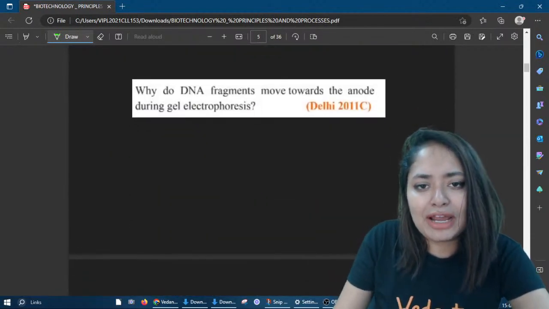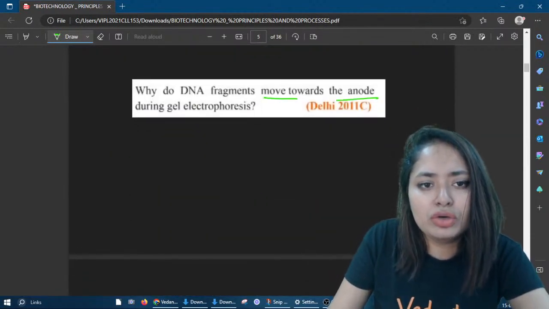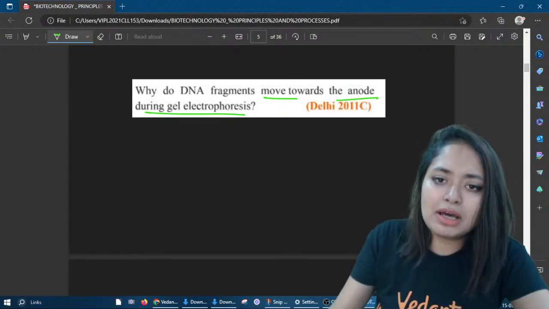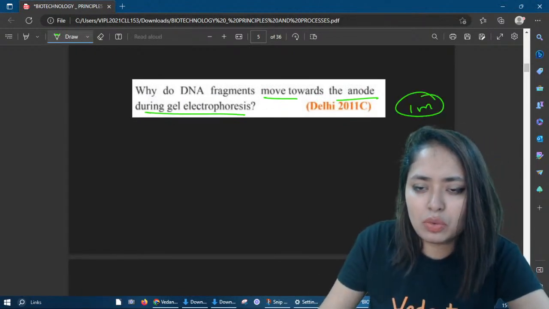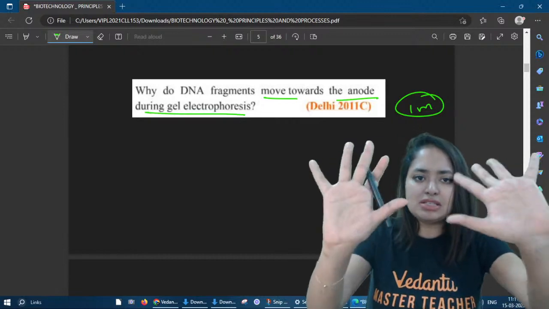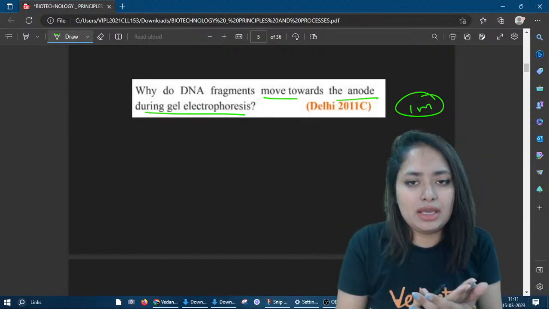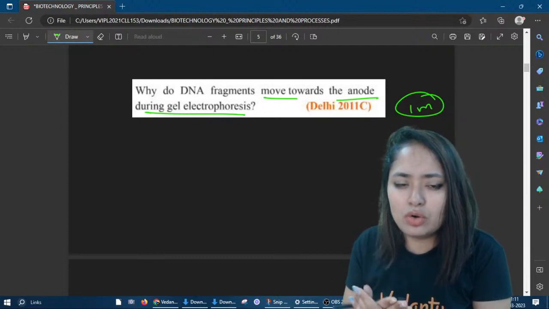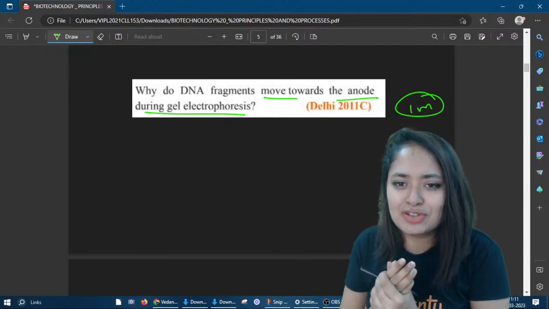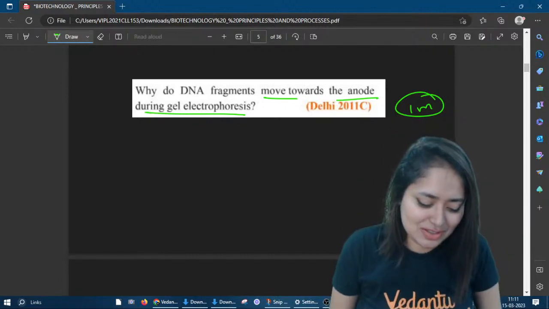Why do DNA fragments move towards the anode during gel electrophoresis? One more question. Give the answer quickly. Why? Waiting for you. 15 seconds to type and send. I'm giving you time to type and send. Come on. Why? It moves towards the anode. What is the anode? Negatively charged, positively charged? First question. Yes.